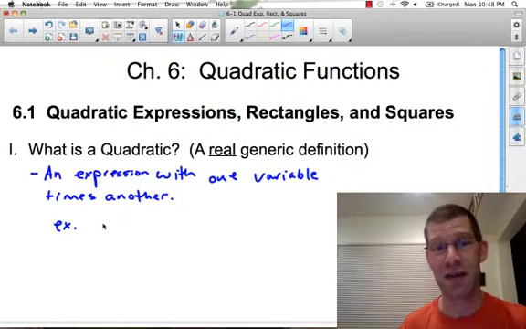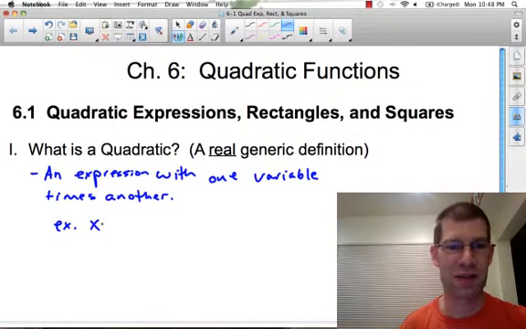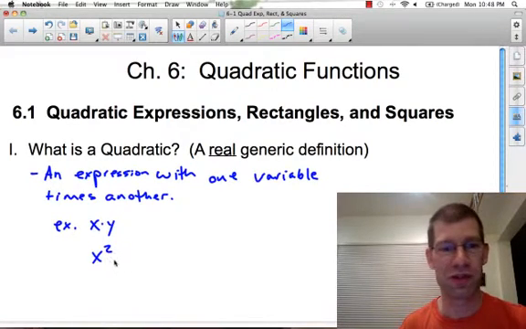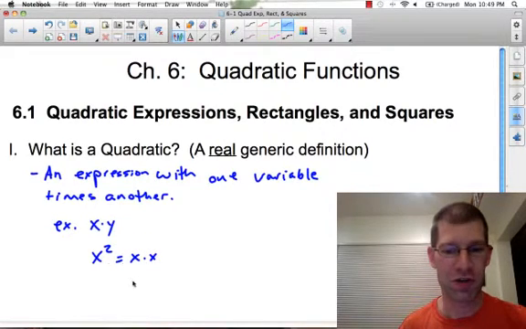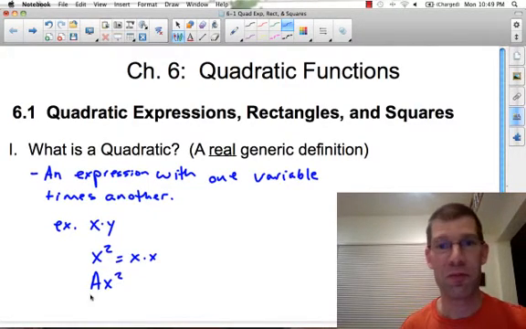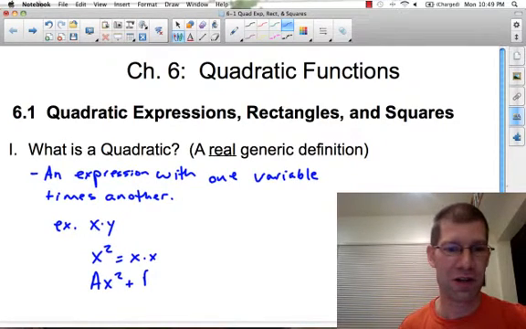That could be like an x times a y, so I'm going to write down x times y. It could be like an x squared, which is really just an x times an x, so one variable times itself. Common form is going to be like ax squared, so some number, 3x squared, negative 2x squared, something like that. Summation of ax squared plus bx plus c.